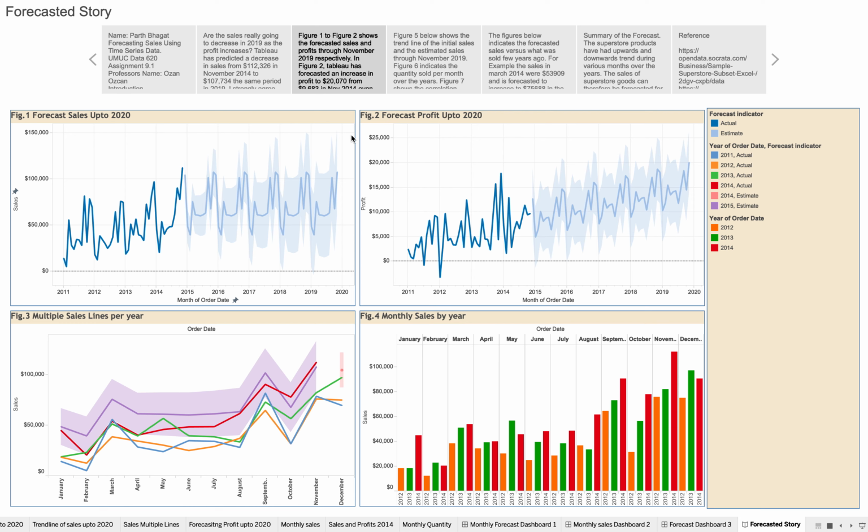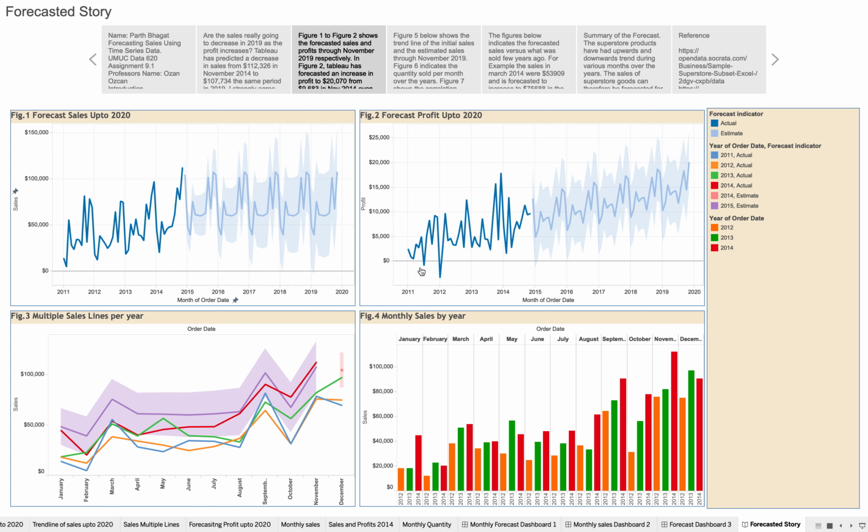In this dashboard, we can see, again, this is the first graph. It is basically just the first one I showed. This has the actual data from 2011 to 2014, and after 2015 it is predicting data until 2019. This one is sales versus year. And next, in figure 2, we have profit versus year.